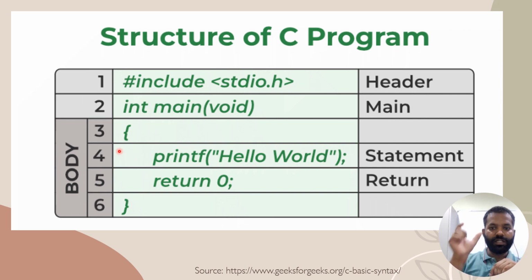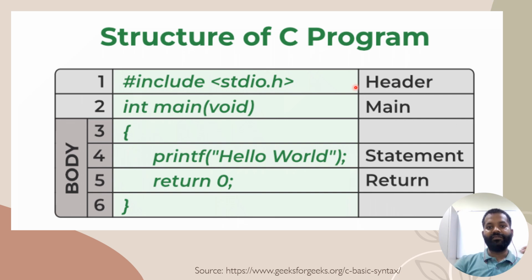So, the first line is the header, then the main block. Inside the main block, the statements will be there: hello world or printf statement or whatever function or statement we want to perform. That statement will be present, and the return is in the last line. The return statement is always at the last line of this code, right? Where the curly bracket starts and ends, this complete part is known as the body. So this is the complete structure of the C program, right? Again, header, main, then statements, and the return, and this combined is known as the body.